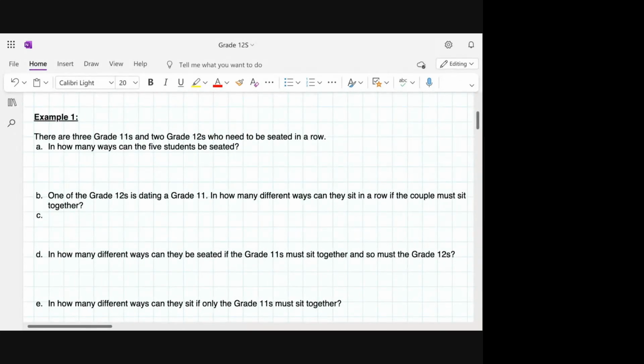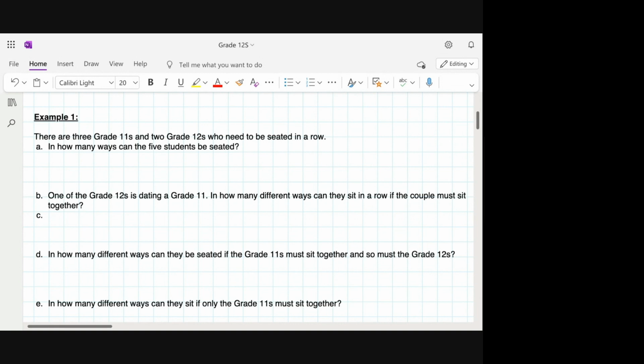So for example 1, there's going to be 3 grade 11s and 2 grade 12s who need to be seated in a row. Okay, 3 grade 11s, 2 grade 12s, everybody's sitting in a row. In how many ways can the 5 students be seated? So for the first one, we're not worried about putting them in any order or anything like that. We've got 5 people that need to be seated in a row. How many ways can they be seated?